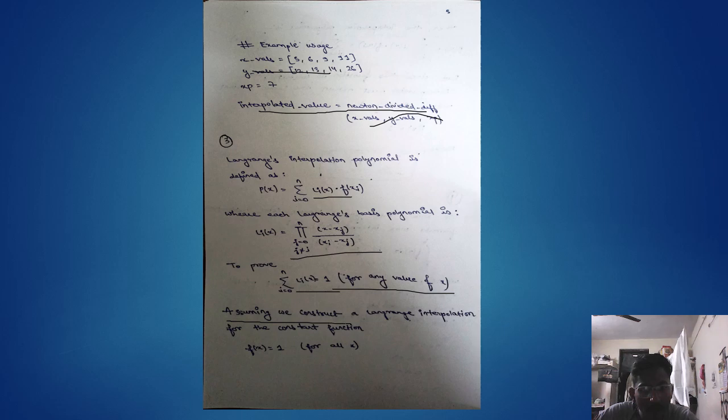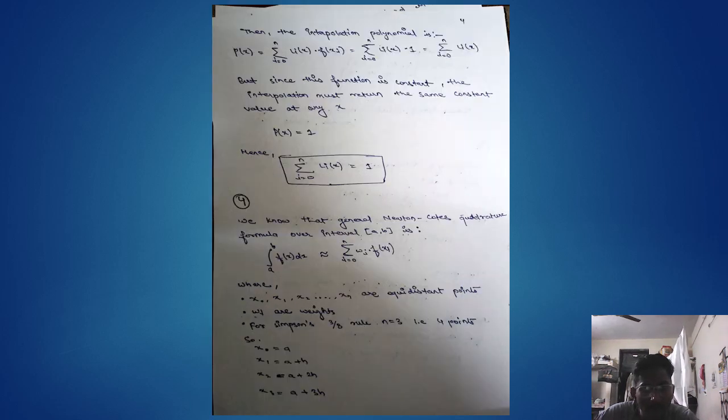We construct a Lagrange interpolation for the constant. Then the interpolation polynomial is P of x is equal to the summation of I from 0 to n of f of x i times L i of x, for this equation.